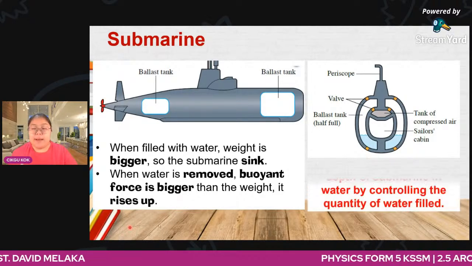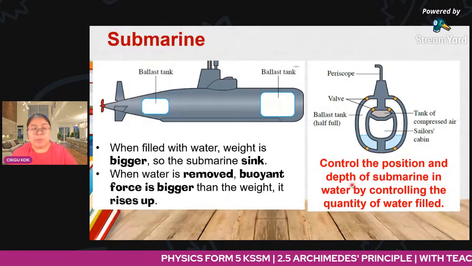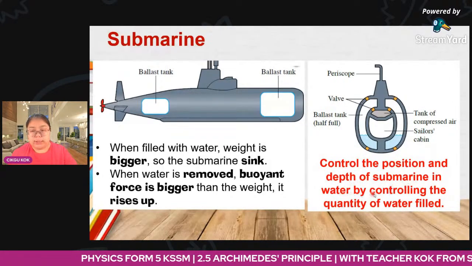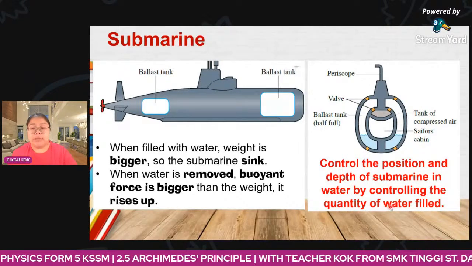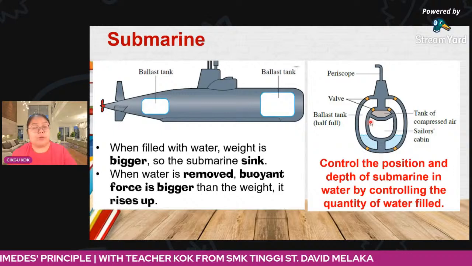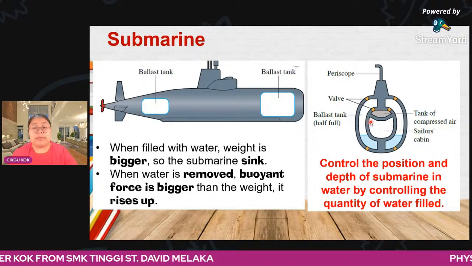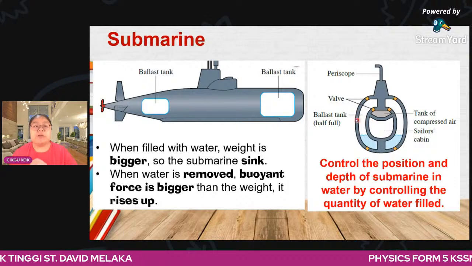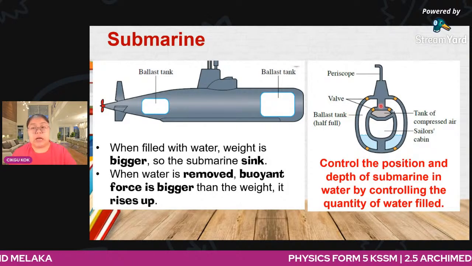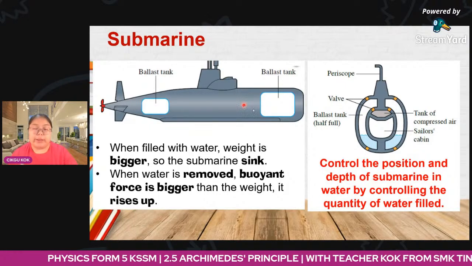Okay, this one is a ballast tank. It controls the position and also the depth of the submarine in the water by controlling the quantity of water filled. So that means they control how much water they want to fill in the ballast tank. That means they can control the position of the submarine. Okay, so this is the function of the ballast tank in the submarine. We're still using the buoyant force and also the weight.